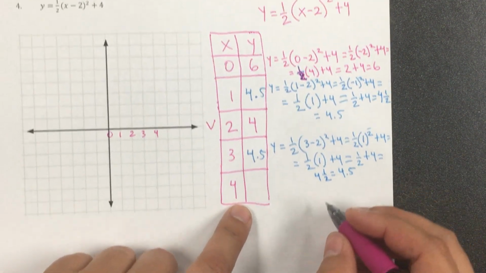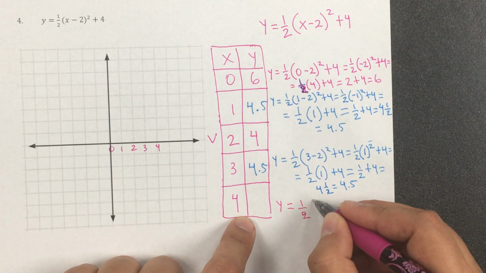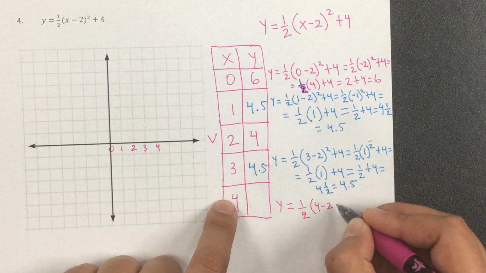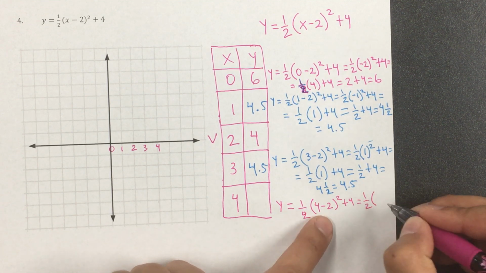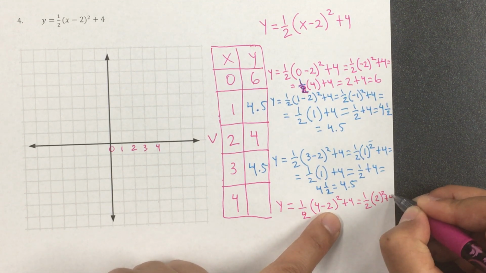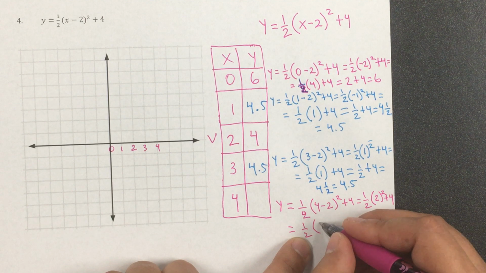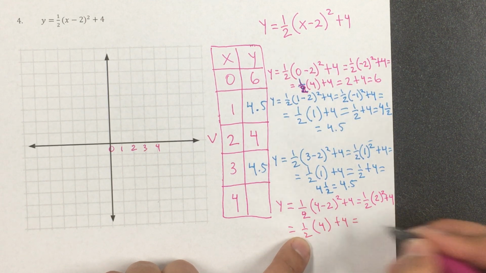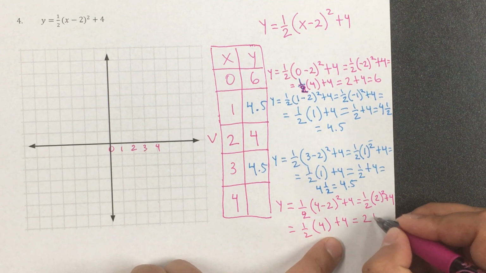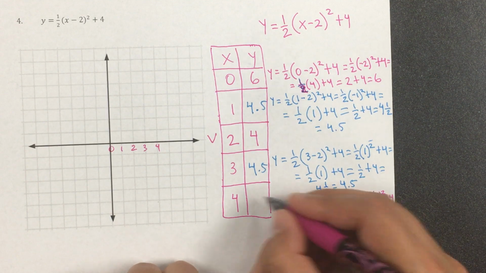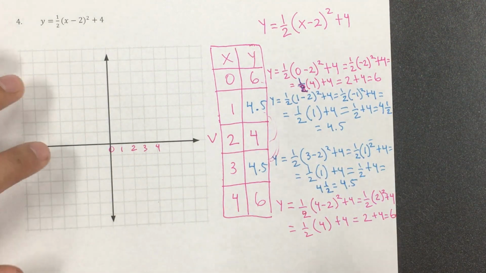And the last one, y is equal to 1/2 times (4 minus 2) squared plus 4, 1/2 times 2 squared plus 4, and that's 1/2 times 2 times 2 is 4 plus 4. 1/2 times 4 is 2, meaning half of 4 is 2 plus 4 gives me 6. Notice how again these are the same and these are the same. And we're able to graph now.